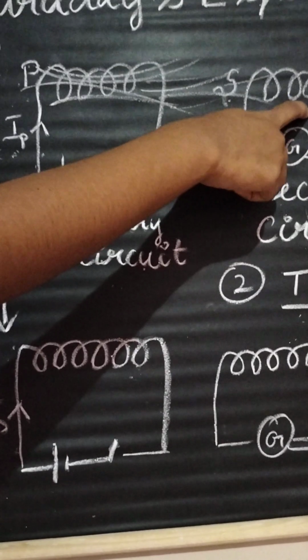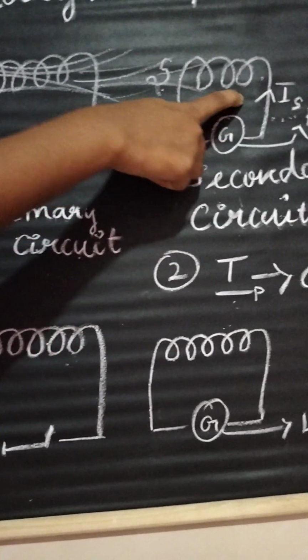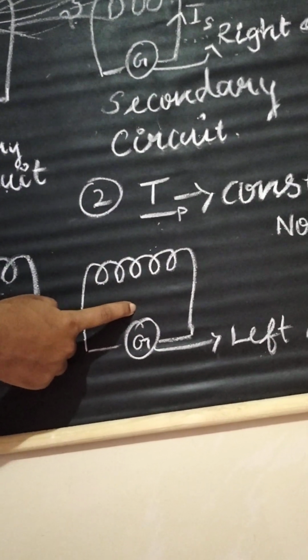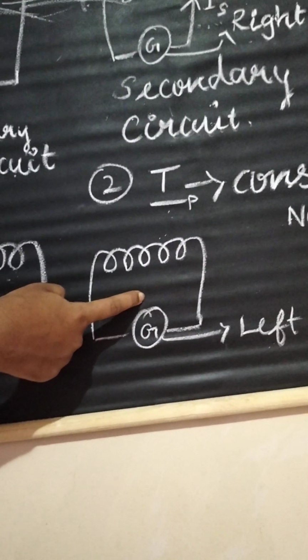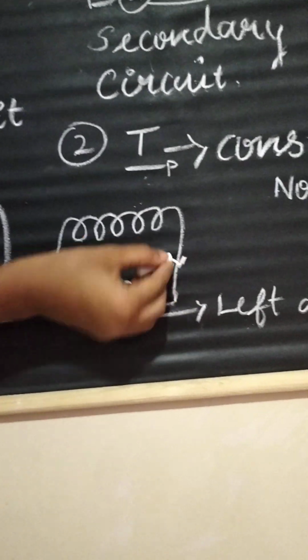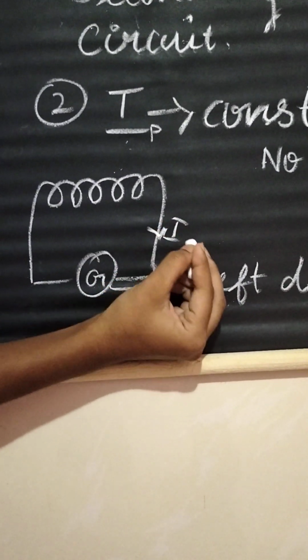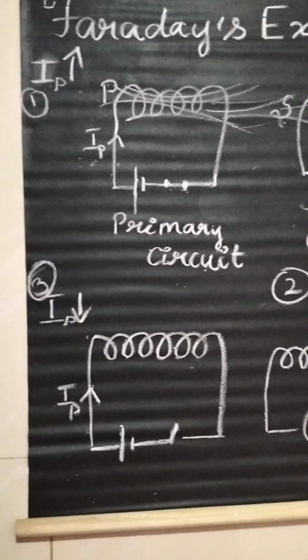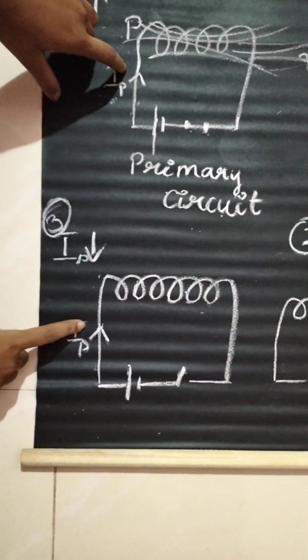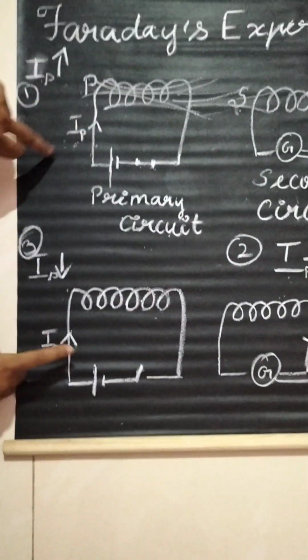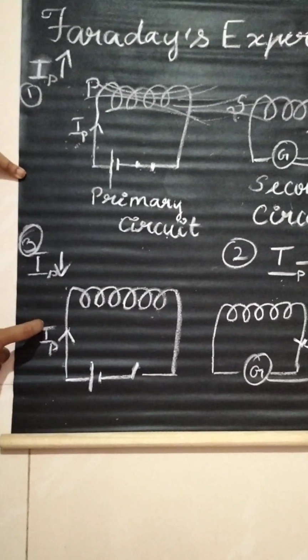In the first case, the current is produced opposite to the IP. In the second case, the current will be the same as the IP. The IP current is always in the same direction, whether the IP is increasing or decreasing.